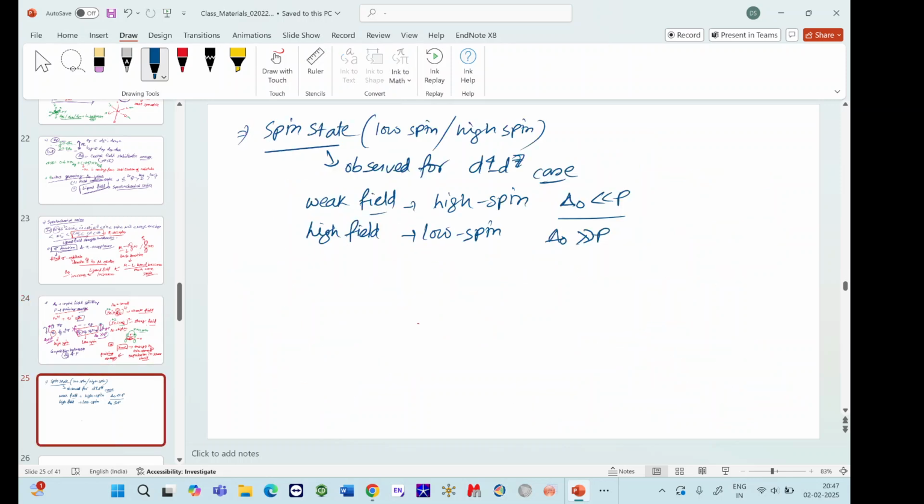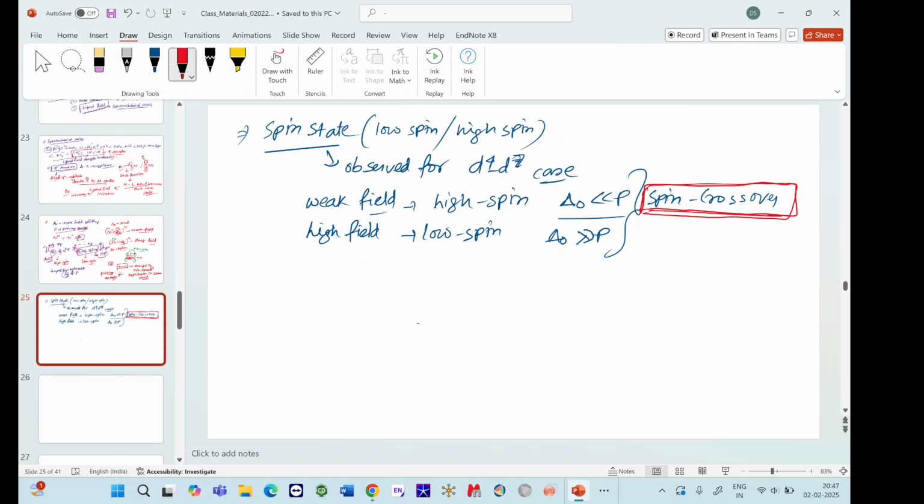Okay, and this phenomenon is called spin crossover. Very important topic. You can study on your own. This is an advanced research topic. This is called spin crossover. Okay. Then, okay, some more effects, some more factors.